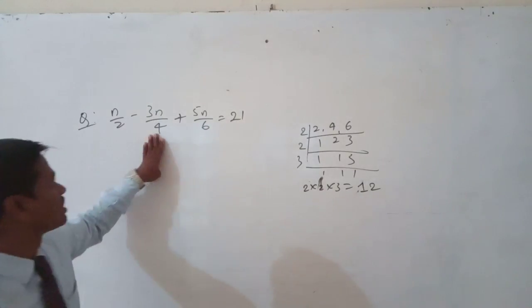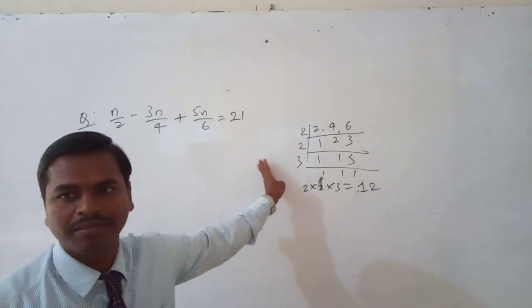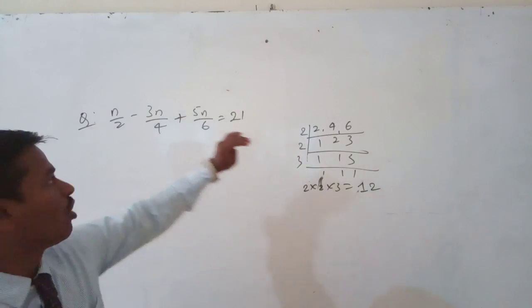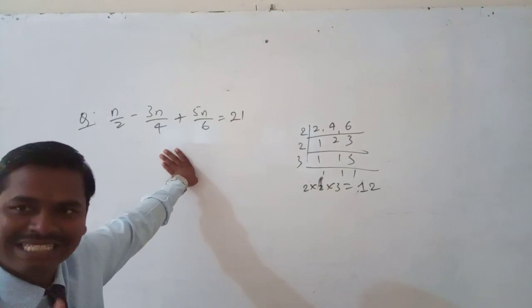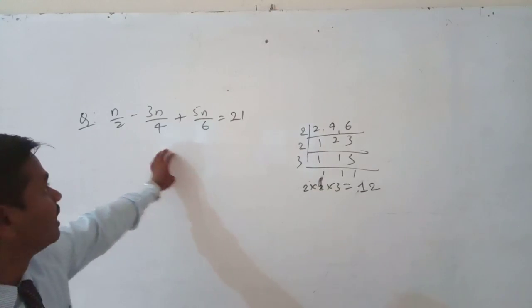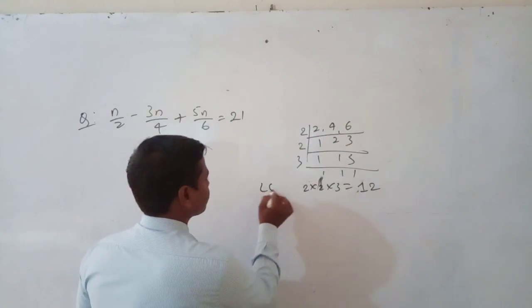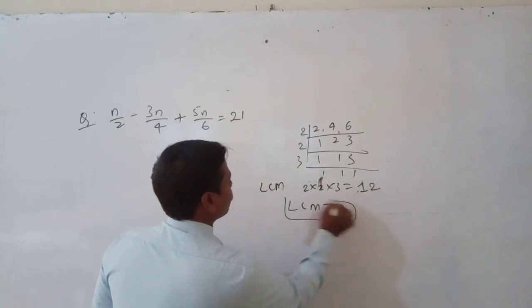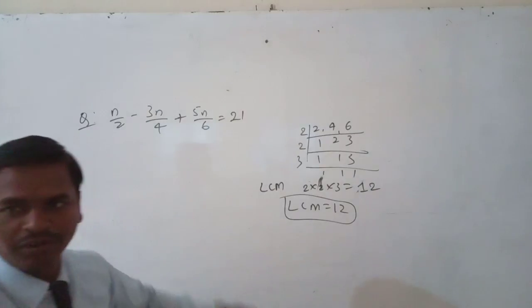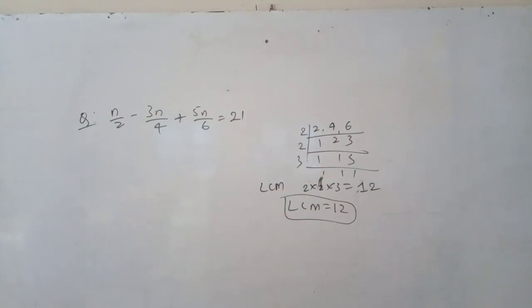Now we should simplify the left side and shift the constant numbers to the right side. Here all the terms on the left side are fractions. First we should take the LCM of the denominators. LCM of 2, 4, 6 is 12. We will take this 12 and simplify the left side. Now LCM 12 is there. Now just multiply and simplify it.